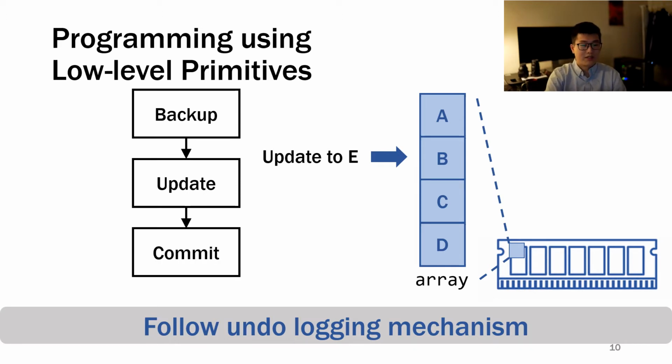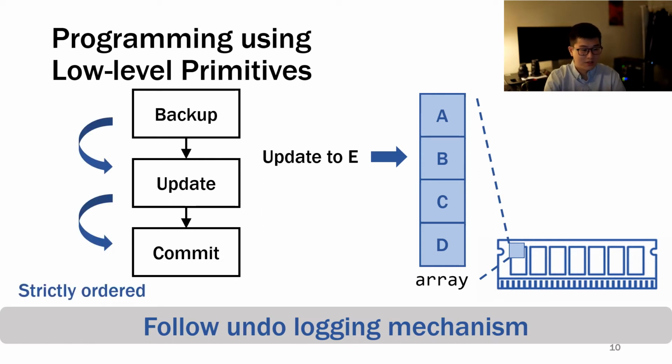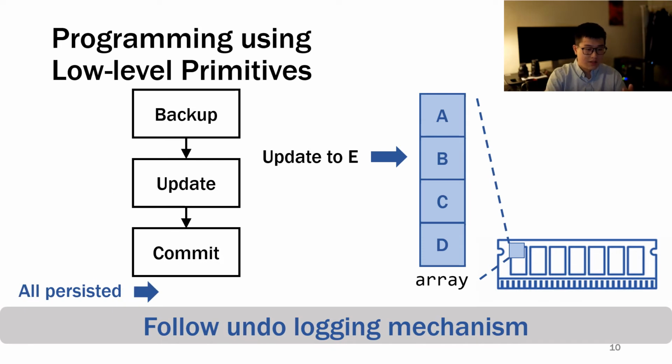And finally, we want to commit the update, making sure that this update is already in the memory and we don't have the backup there anymore. Among these three steps, they have to be strictly ordered. And further, everything has to be persistent in the end.